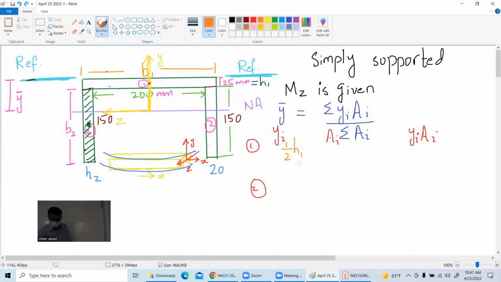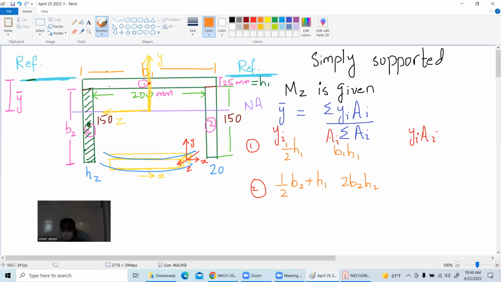I think this is still new for everyone, so I have to do it first. Finding the centroid of these complicated structures was taught to you somewhere, but 1 over 2 b2 plus the reference line is how much distance apart? h1. Then ai is easy, it is b1 h1. And this is also easy, it is 2 b2 h2.